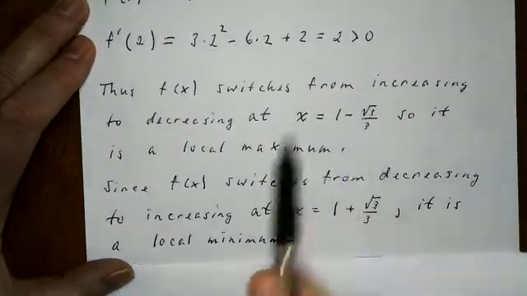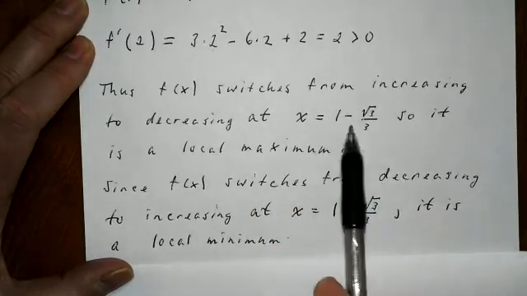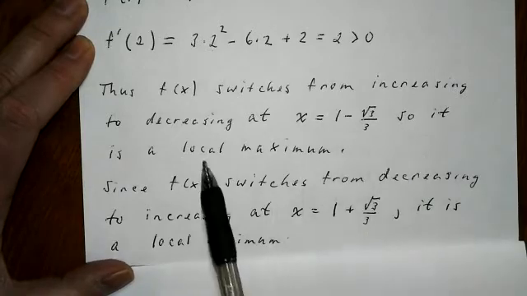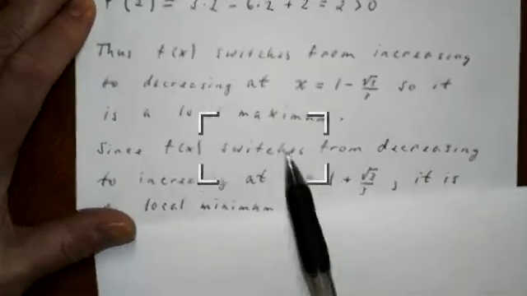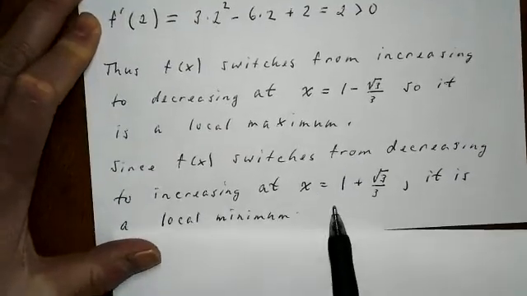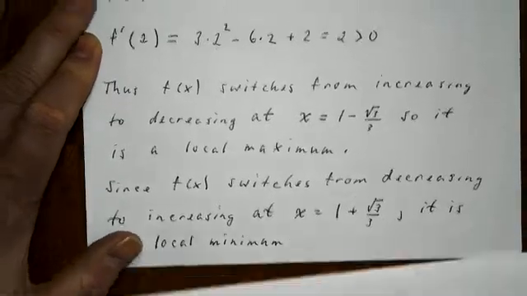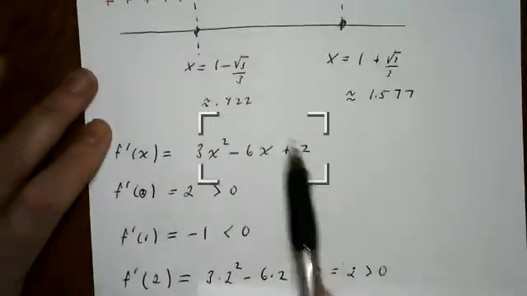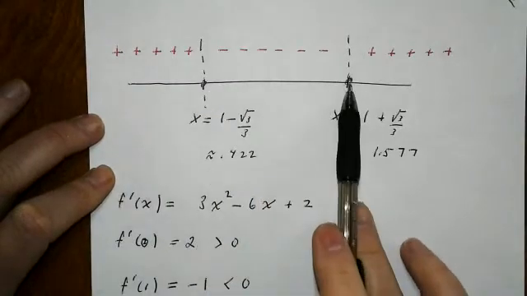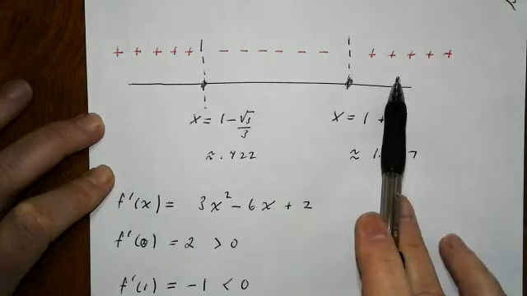The function f switches from increasing to decreasing at 1 minus root 3 over 3, so it is a local maximum. The function f switches from decreasing to increasing at 1 plus root 3 over 3, so it is a local minimum. Now again, this process of using the critical points to divide the number line up into zones and choosing a test value within each zone is known as a sign chart. This is known as the first derivative test.